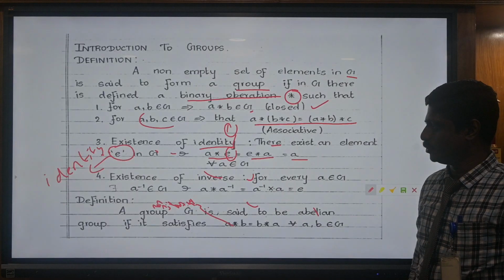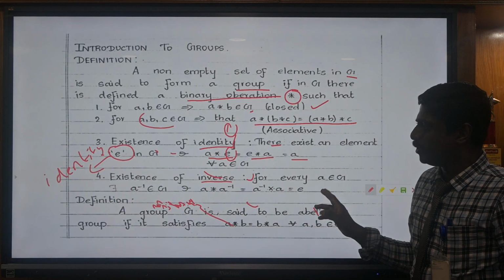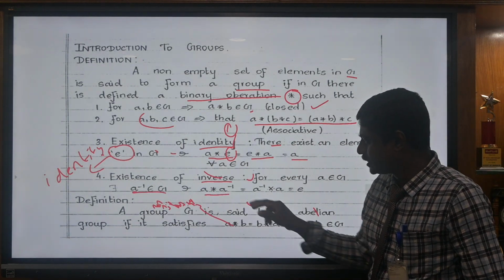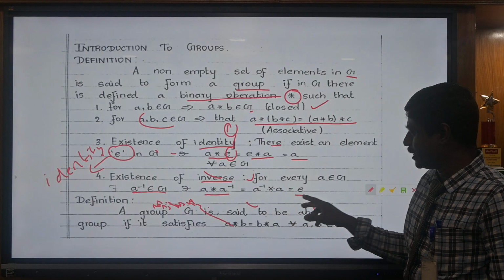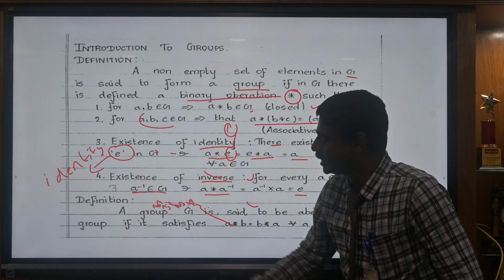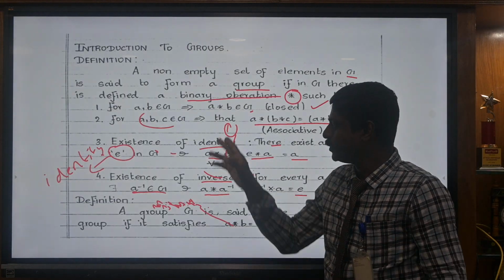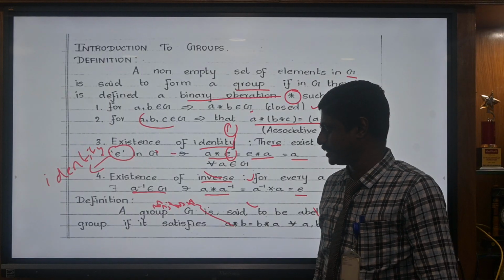So for every A belongs to G. Number four, inverse. For every A belongs to G, A inverse also belongs to G such that A star A inverse equals E. Otherwise, you can write A inverse star A equals E, you get the identity. If you satisfy these four conditions, then it is called a group. So number one, closed; number two, associative; number three, identity element; number four, inverse.